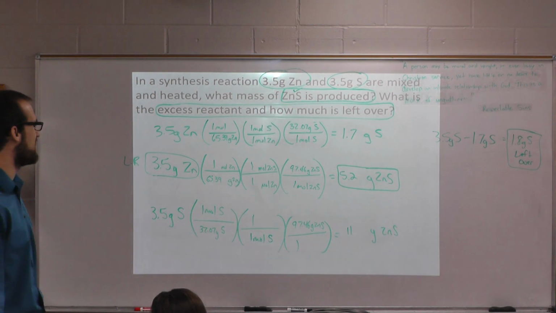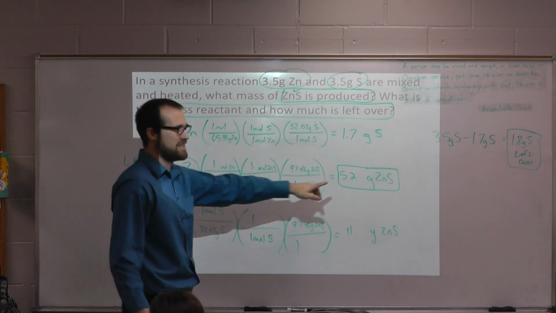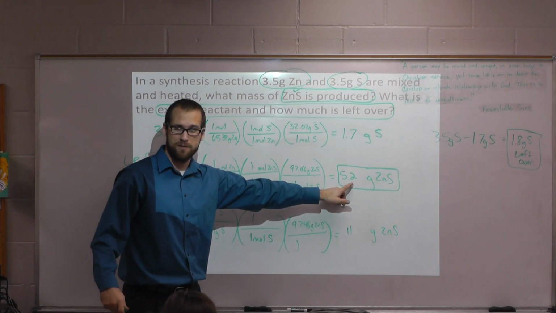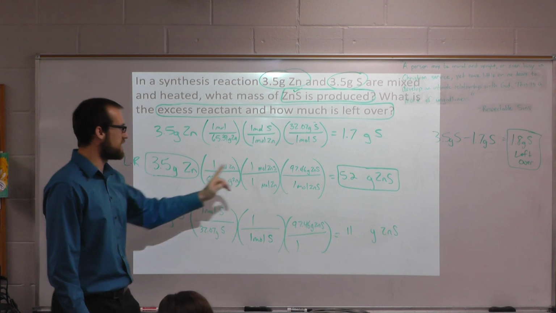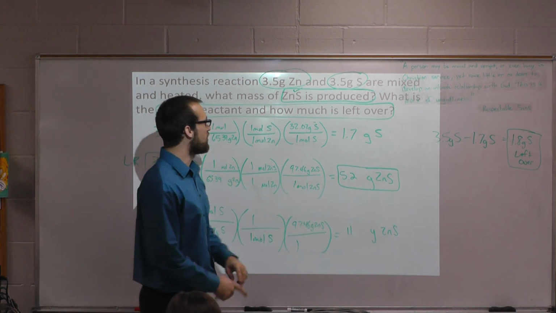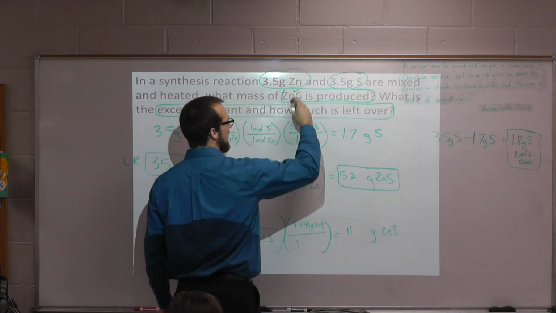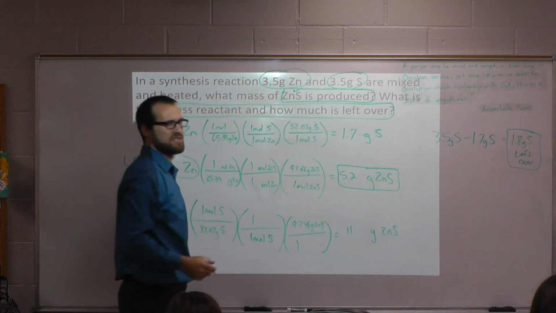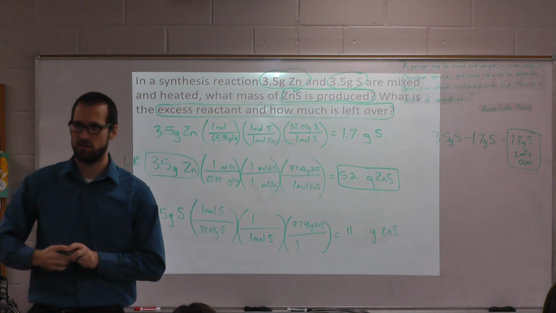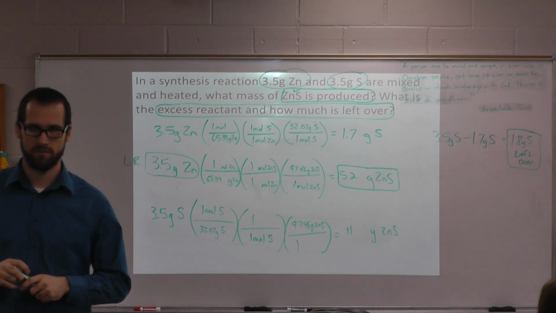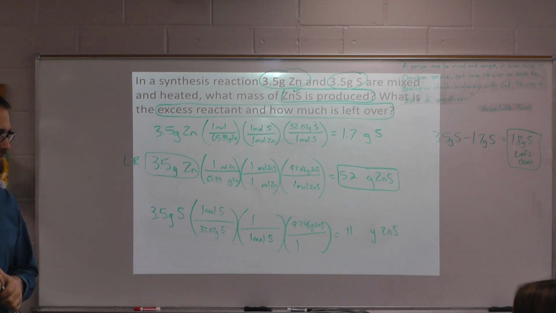Then we identified the limiting reactant as the one that produces the least amount of product. This is our limiting reactant because it produced the least amount of product. So if you ever have a question that says how much product is produced, you're always going to take the smaller of the 2 numbers. Make sense? I know, it's a lot of work.